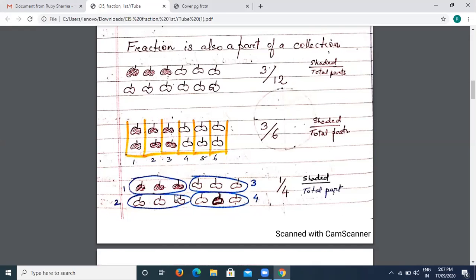That means total parts we have to count. First of all, total equal parts. So 1, 2, 3 and 4. There are total 4 equal parts. So that is the denominator. And the part that is shaded is 1 part.